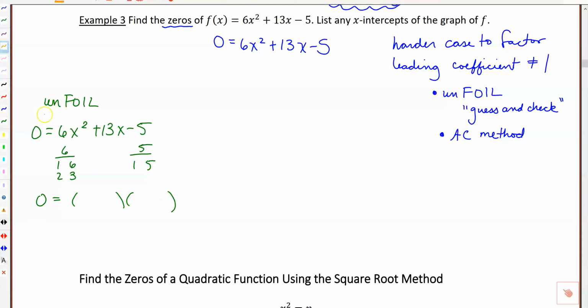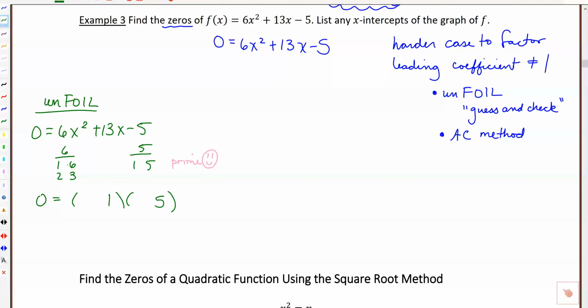Now the unfoil method really shines when you have values that are going to be prime. All right, so we like the primes when we're doing this because it limits the amount of options that we're going to have if this thing is going to factor. So I don't really have any choices. In the second spots, I have to have the 1 and 5. So then I need to pick which numbers are going to be in the front spots. The 1 and the 6 is usually the extreme case. I usually test that one last. So I'm going to try the 2 and the 3.